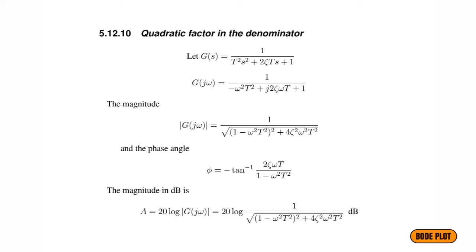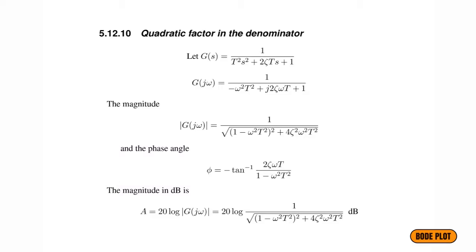1 minus omega square tau square, that is the real part, whole square, plus what is the imaginary part? 2 zeta omega tau is the imaginary part, so 4 zeta square omega square tau square, that is the imaginary part, square root, that is the magnitude. Phase is tan inverse of 2 zeta omega tau divided by the real part, 1 minus omega square tau square. So we got the phase also. Now we have to do the approximate plot for this.